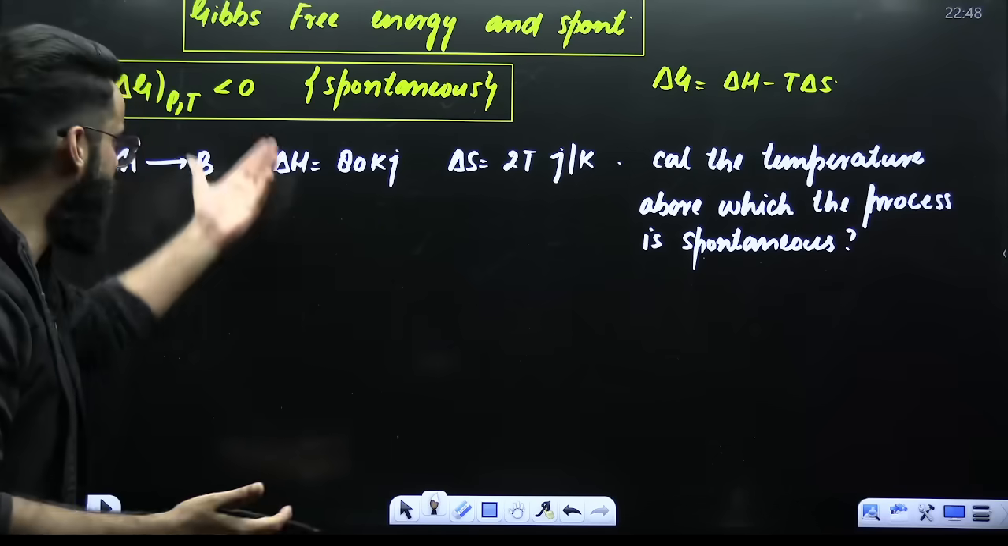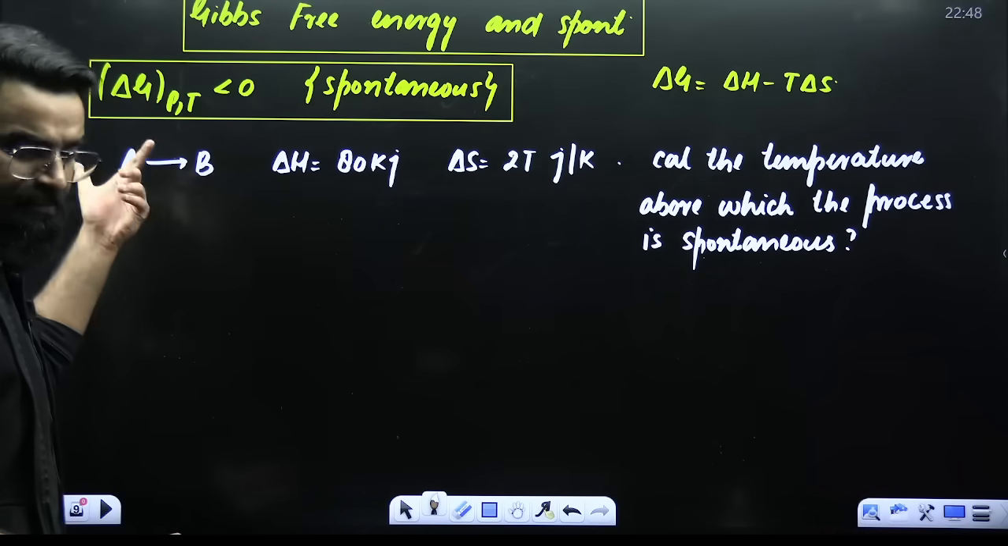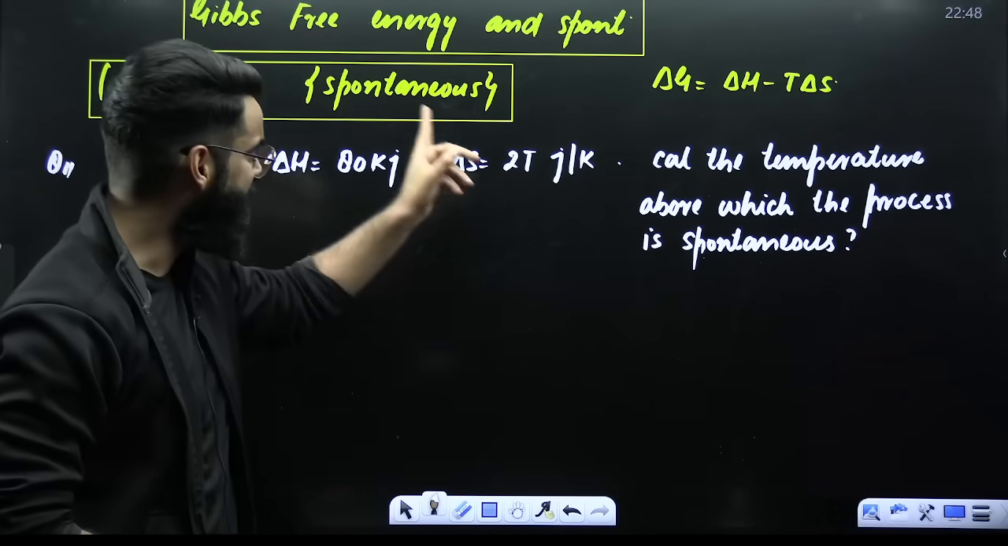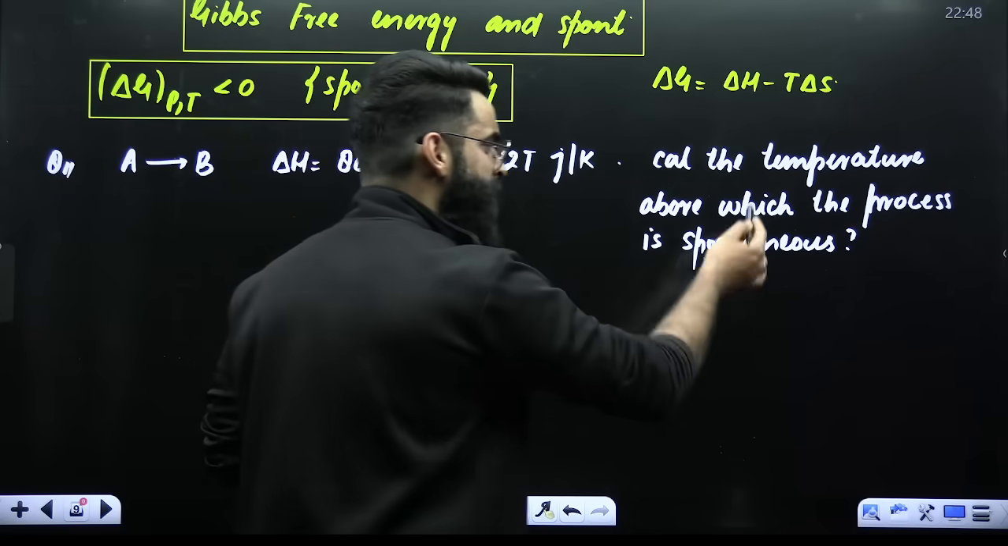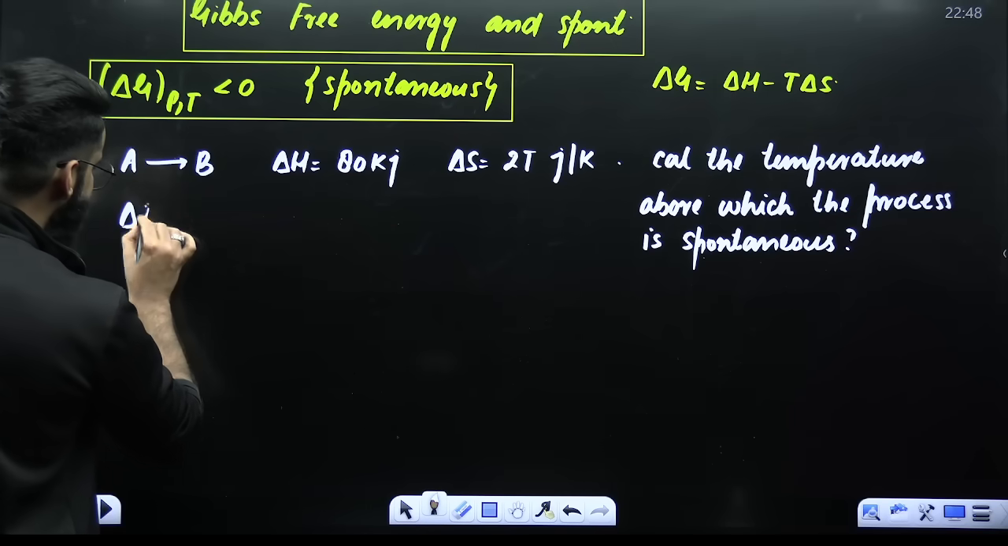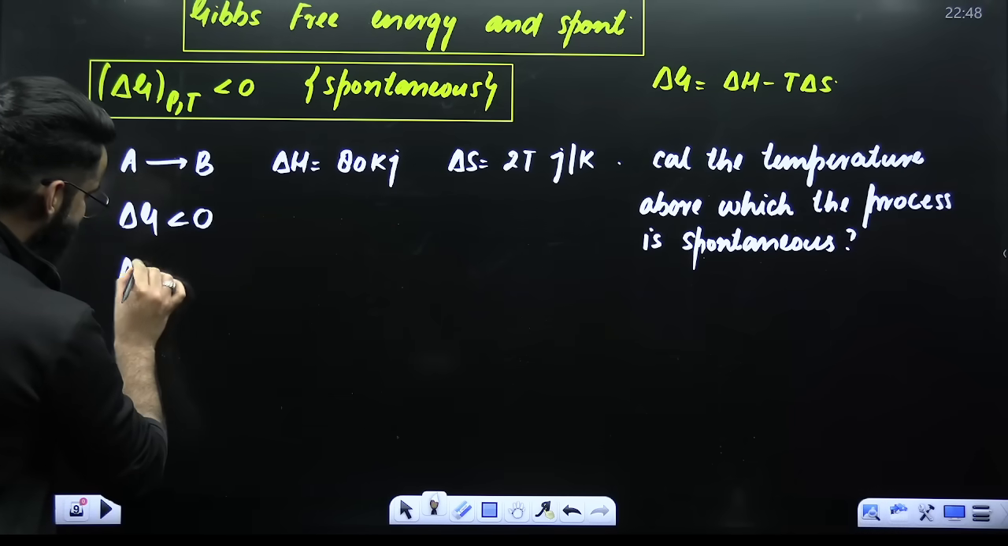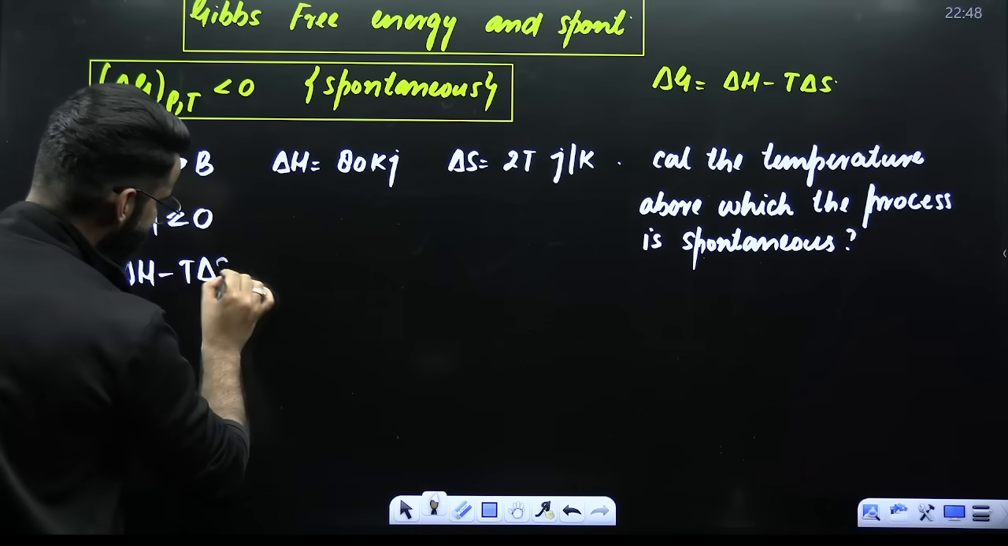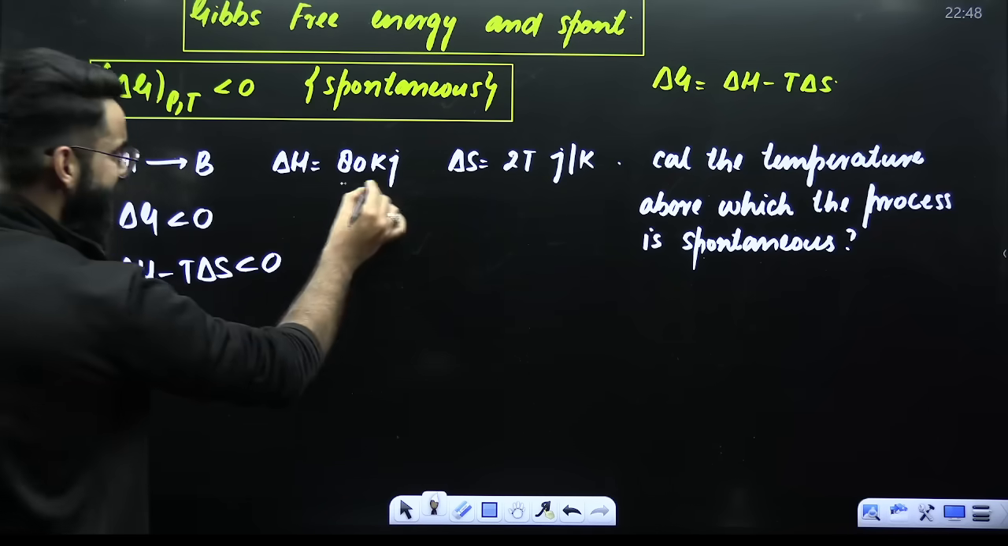For example, you have got a question. A reaction is given, a process is given, its delta H is given, delta S is given. Calculate the temperature above which the process is spontaneous. Now we know for the process to be spontaneous, delta G has to be negative. That means delta H minus T delta S has to be negative. What is delta H? 80 kilojoules.